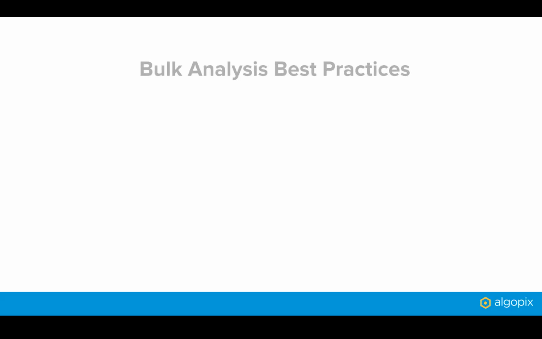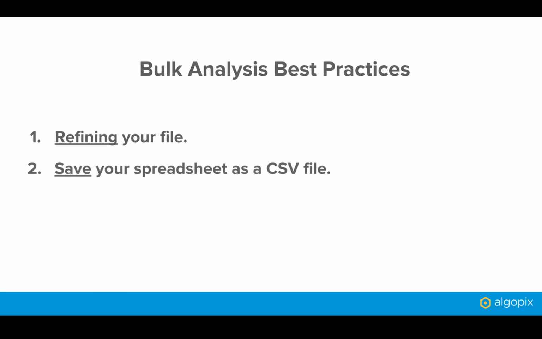Here are a few things to keep in mind when you're performing a bulk analysis. 1. Start by refining your file. This will include removing all irrelevant data so that Algopix is able to easily read what's in your file. 2. Next, you'll need to save your spreadsheet as a CSV file. 3. Make sure that your CSV file has an identifier code such as UPC, ASIN, ISBN, or MPN for each product you want to search.